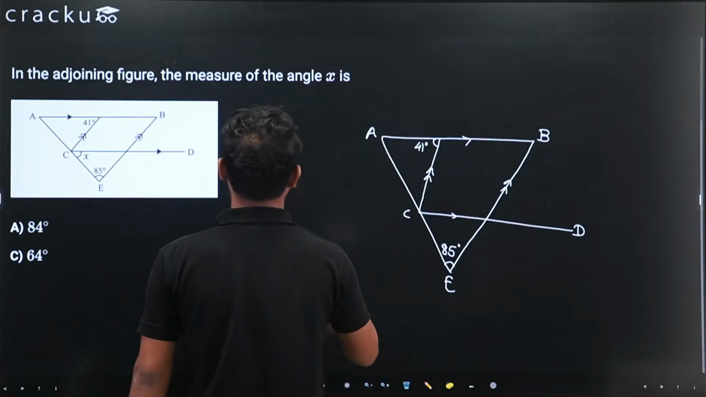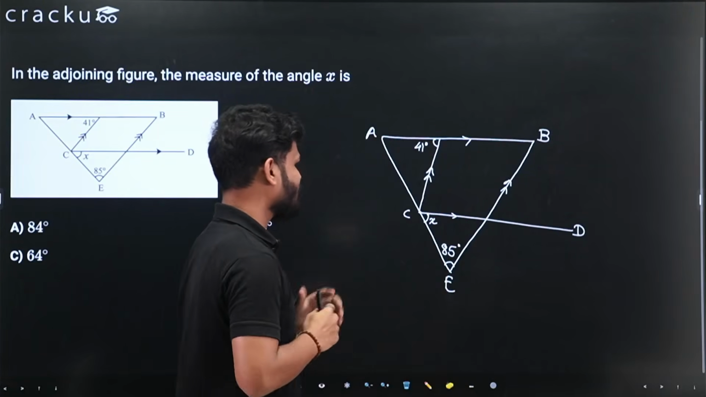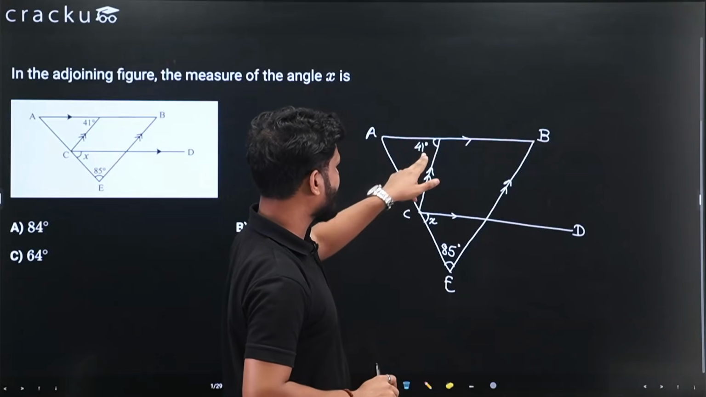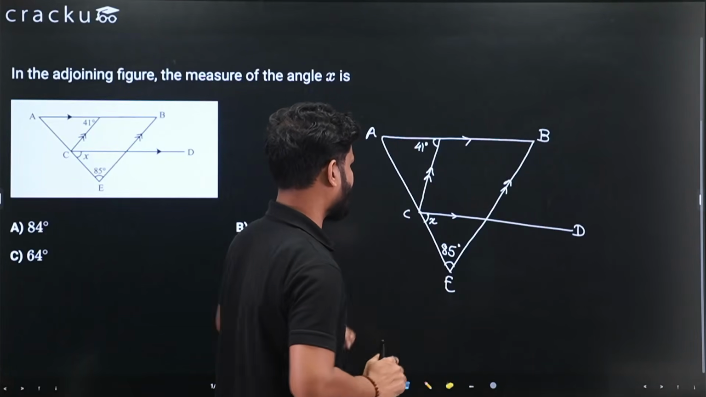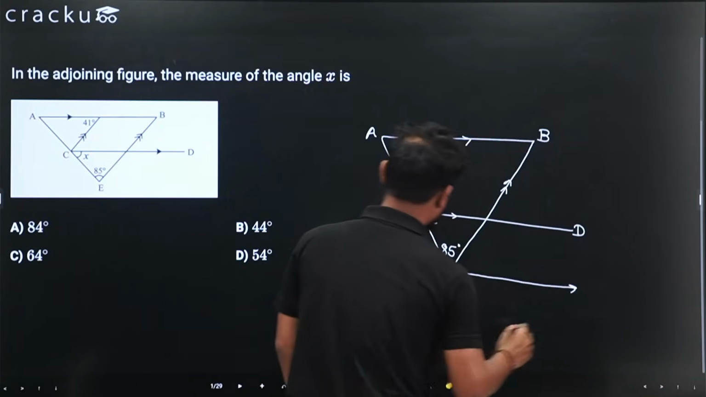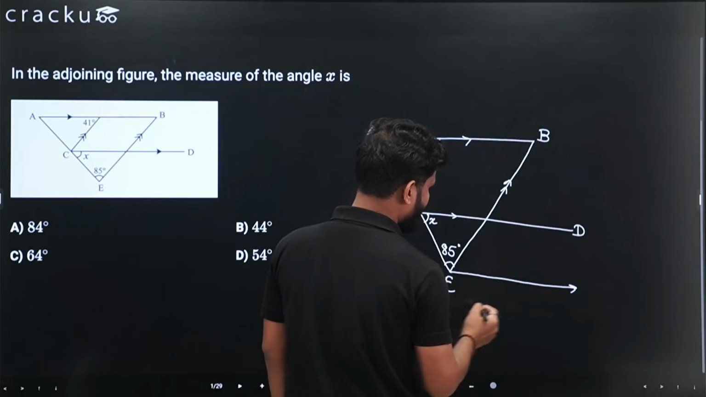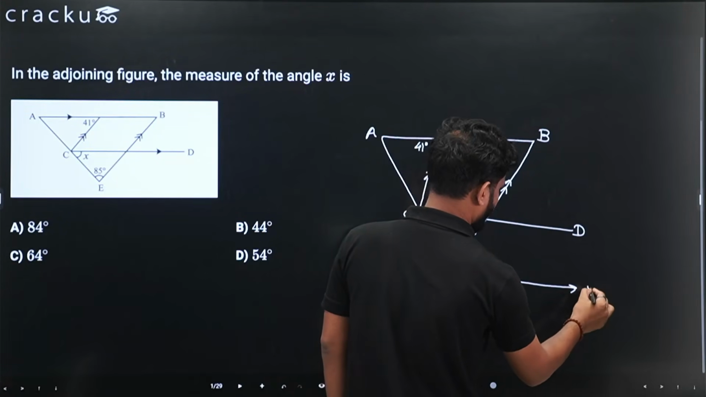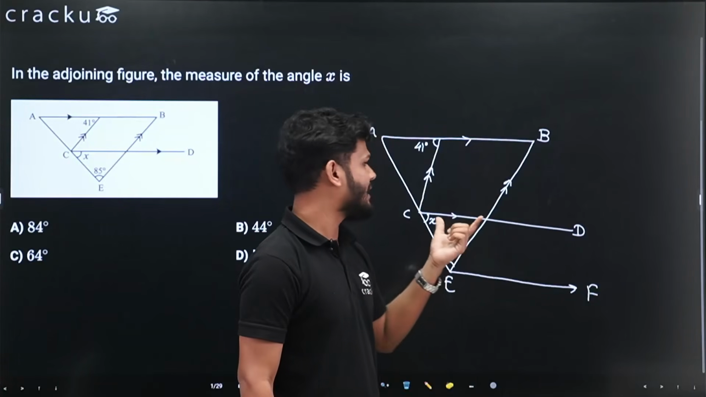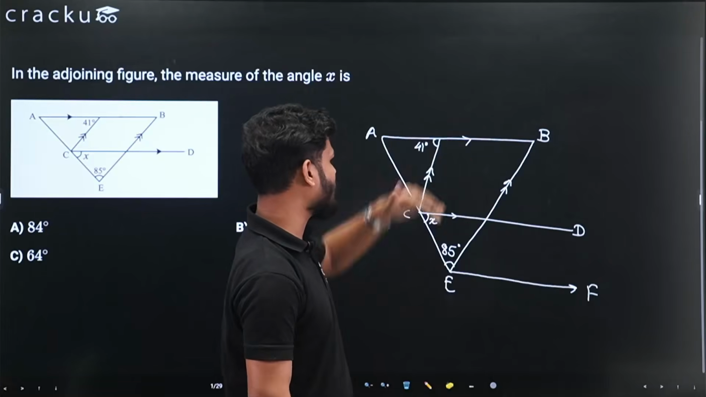What do we need to find? We need to find the measure of angle x. We need to find this one. Now, how can you find this? So let us see here. I have 41 here. I have 85 here. So if I draw a line parallel to CD, let us say this line is EF. So I have drawn the line EF which is parallel to CD. And CD is parallel to AB also. So in turn, EF is parallel to AB.